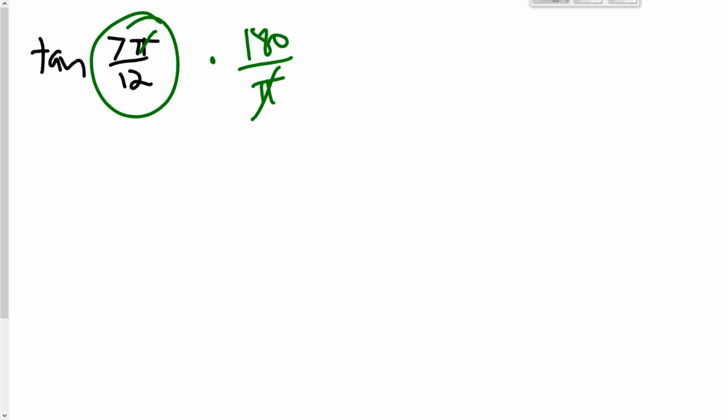So again, here is a radian, because we have no degree symbol, so we could switch this to degrees by multiplying by 180 over pi. So then the pi's would cancel out. 12 and 180 goes down to 15. 7 times 15 is 105. So the tangent of 105.